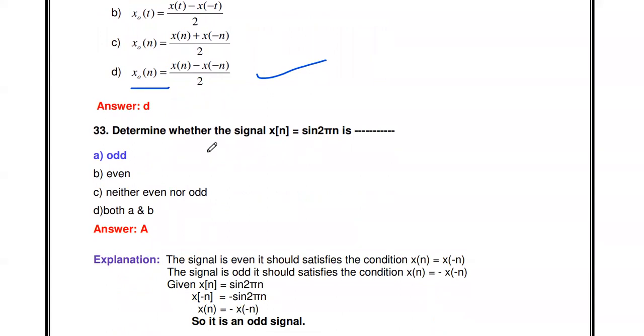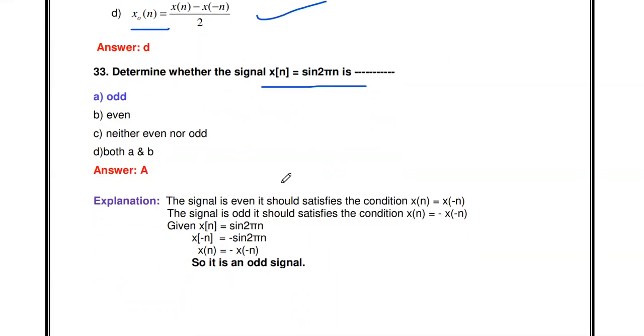Now we have some problems on even and odd signals also. So determine whether the signal x of n equal to sine 2 pi n is odd, even, or neither even nor odd. Okay, so what is the condition to check whether the given signal is even or odd? First we write x of n, then we determine x of minus n. What is x of minus n? In the given x of n, you just replace n by minus n. So sine of minus 2 pi n. What is sine of minus 2 pi n? It's minus sine 2 pi n.